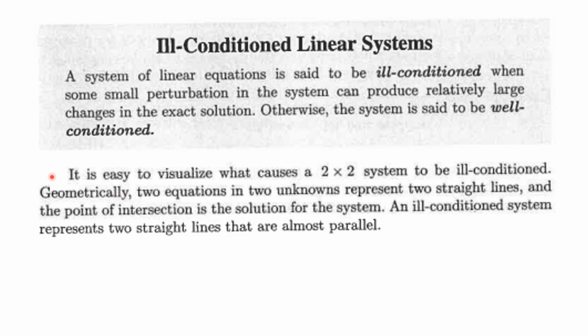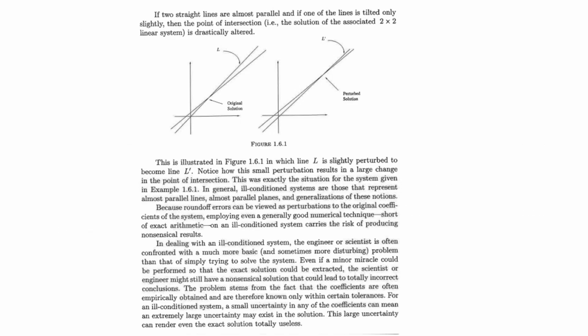Otherwise, the system is said to be well-conditioned. It is easy to visualize what causes a 2-by-2 system to be ill-conditioned. Geometrically, two equations and two unknowns represent straight lines, and the point of intersection is the solution for the system. An ill-conditioned system represents two straight lines that are almost parallel. And here you can see what's happening there. So if you slightly change something, you can dramatically change where the point of intersection happens.